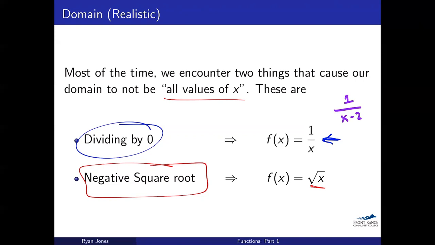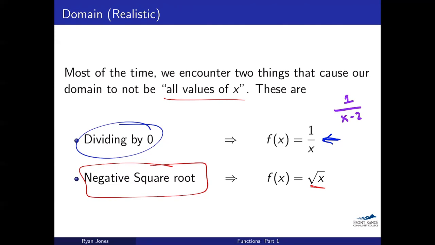And so for our sake, these two things are going to be the main two things that cause our domain to not just be everything. There are a lot of other reasons. There are other functions out there that have their own issues, if you will, but we're not really going to get into a whole lot of those. These are the two main ones that we'll be talking about.